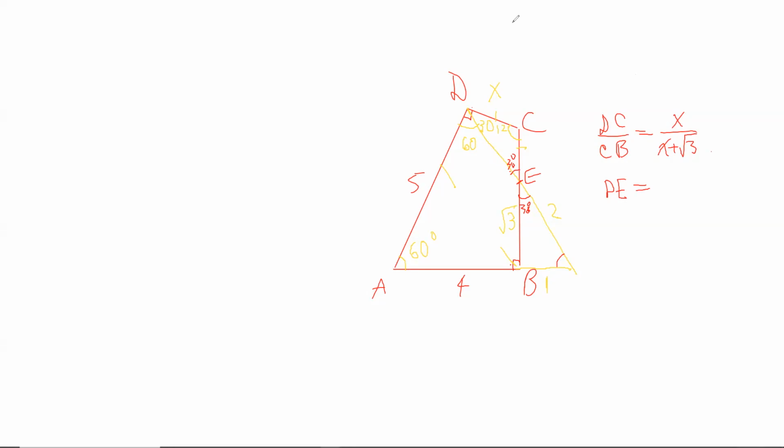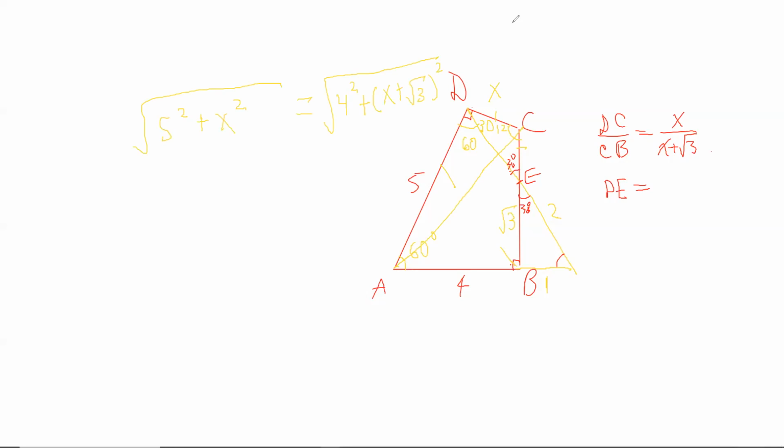Okay, so, yeah, now I know what I did. Both of these are 90 degrees. I kind of drew this. So the square root of 5 squared plus x squared equals the square root of 4 squared plus x plus square root 3 squared. Okay, it's very good.